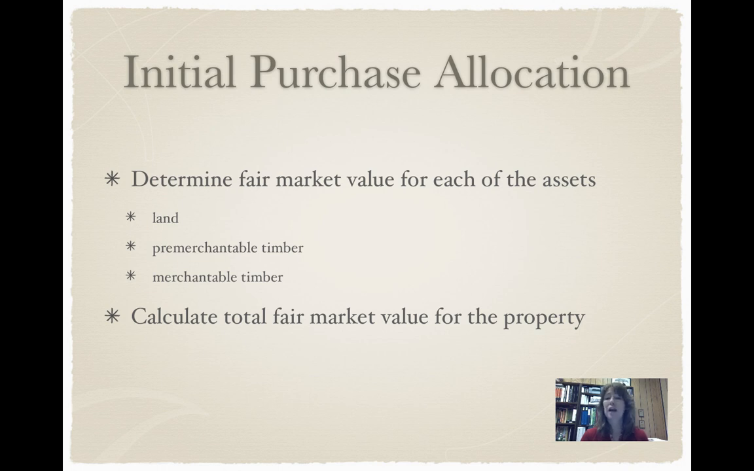So then what we're going to do is calculate the total fair market value for the property. We're going to determine the fair market value for each asset, add that up, and that's going to be our total fair market value. Now it's important to note that the Internal Revenue Code allows you to take for your basis all the dollars that were involved in the purchase of that property. So the fair market value is really just a tool to help us break up that purchase price into the components of the property that we purchased.